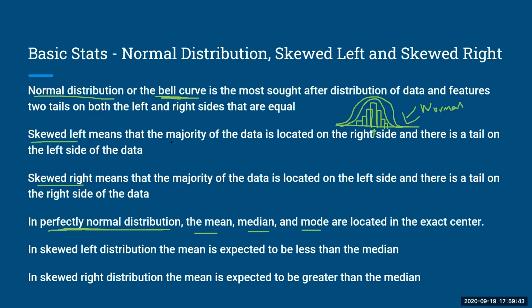So remember, skewed left means that majority of data is located on the right side, and there's a tail on the left side of the data. So a tail is like the end of your graph. That's what a tail is.